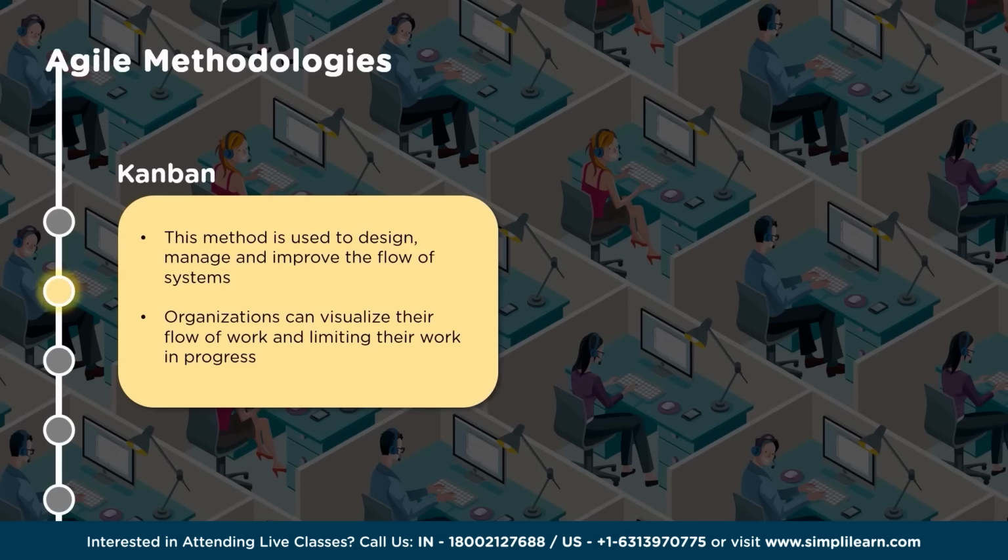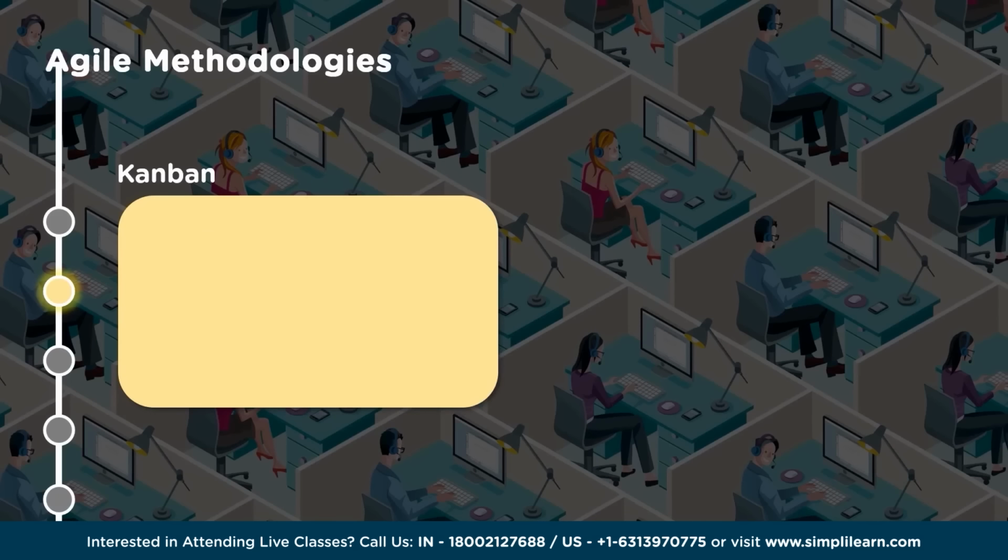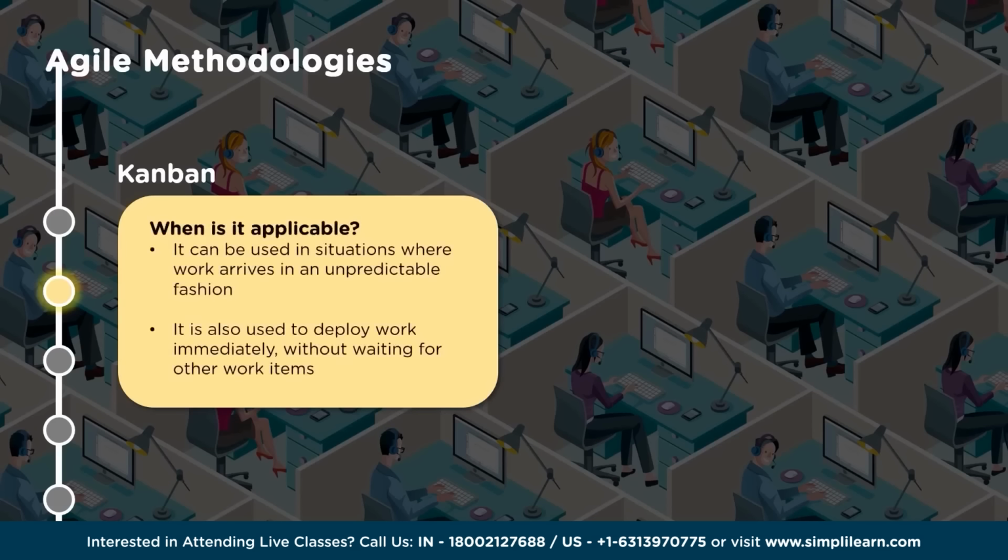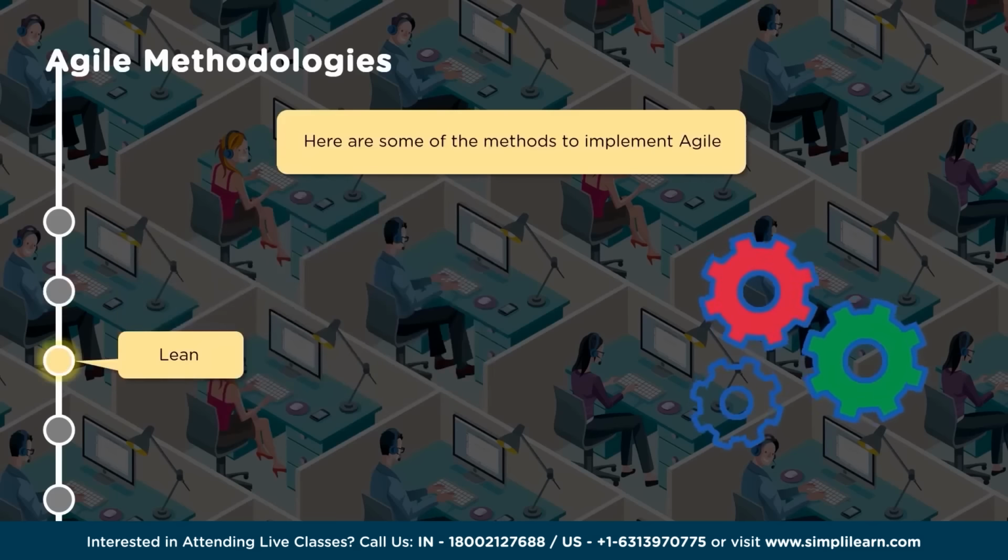And I cannot build any stories about why I did not do it, or why I considered something else as a priority. So Kanban straight away addresses it. And it's also called a pull system because people pull the work from it and then complete it. So where is this applicable? It can be used in situations where work arrives in an unpredictable fashion. That means it gives a lot of flexibility in adapting to the changes happening in a dynamic environment. It is also used to deploy work immediately without waiting for other work items. Since it is visible, things can go smoother and easier, so that people are owning it rather than disowning it. Now let us look at lean.